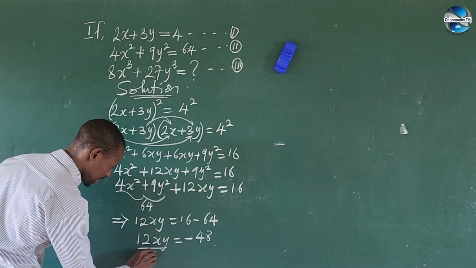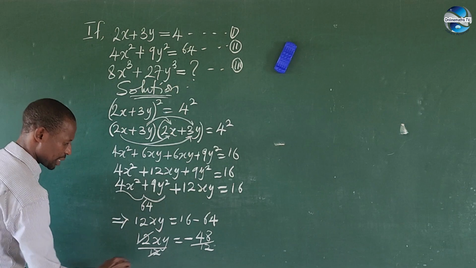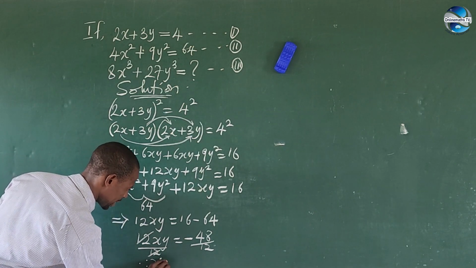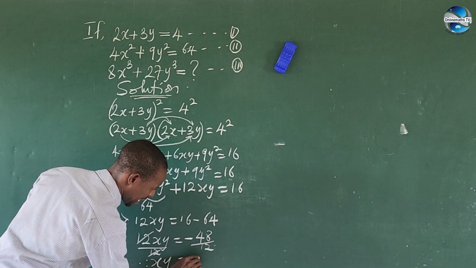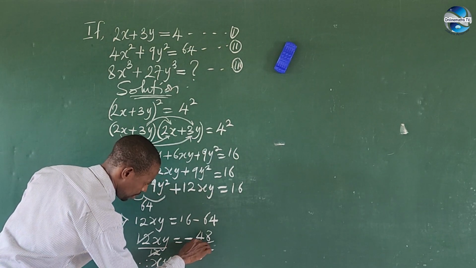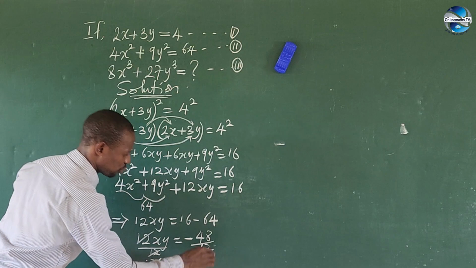We can make xy the subject of the formula, so we divide both sides by 12. Therefore our xy is equal to minus 4, because this is 12. So this will give us minus 4.